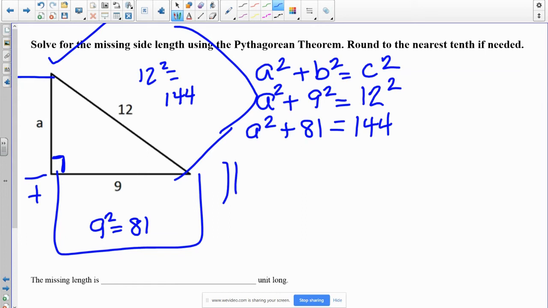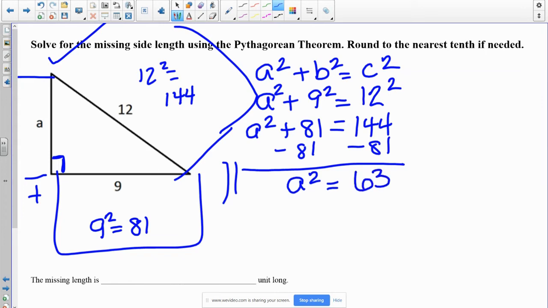So to reverse it so I can get the a squared by itself, I'm going to subtract 81 from both sides. Since we're adding 81, I'm going to subtract it to get rid of it. So a squared equals 63. And then remember to get rid of this square. We know that 63 is the area of the square, but I want to know what just a is. I know a squared equals 63, but just a.